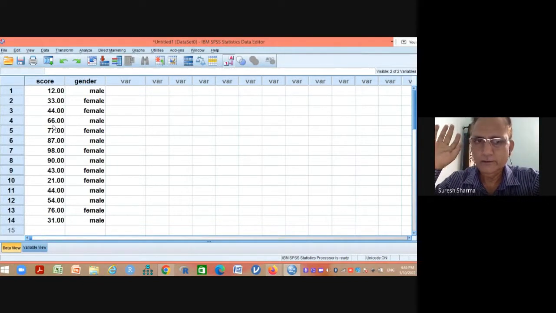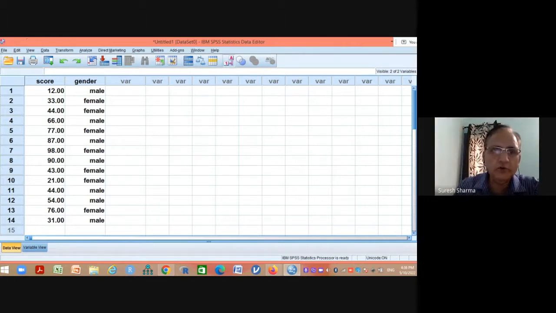Very simple. We want to transform this variable, old variable, to a new variable, and wherever the value is less than or equal to 30, it will be replaced by 1. Please note down, less than or equal to 30, code will be 1. 30-60, code will be 2. Greater than 60, code will be 3. This is what we want. Right?